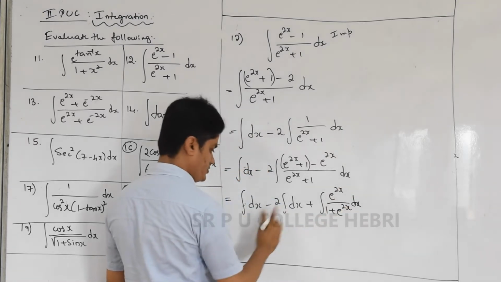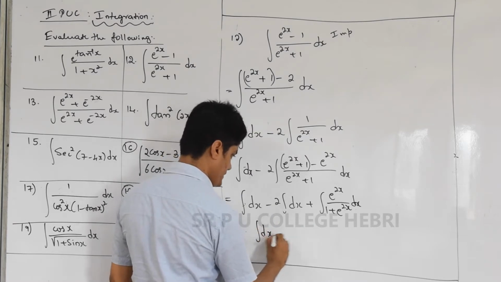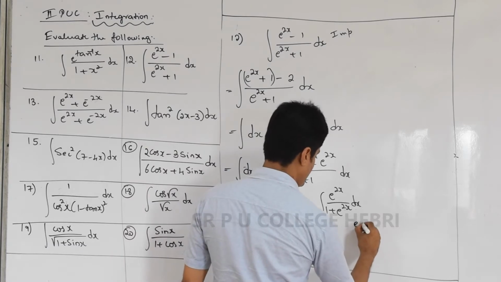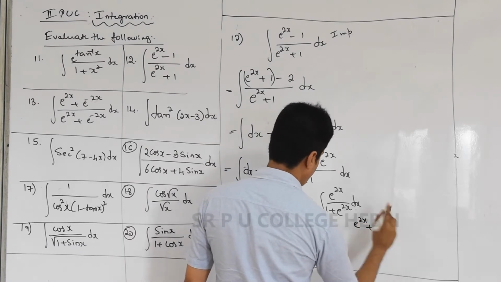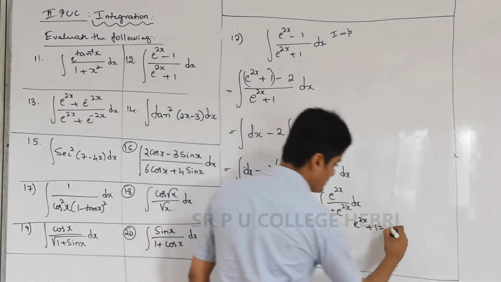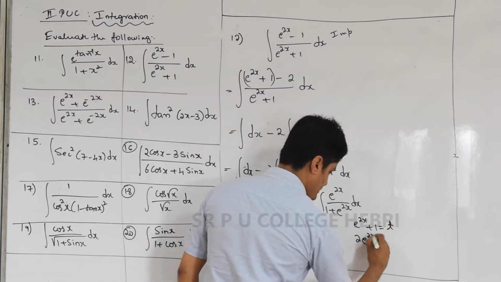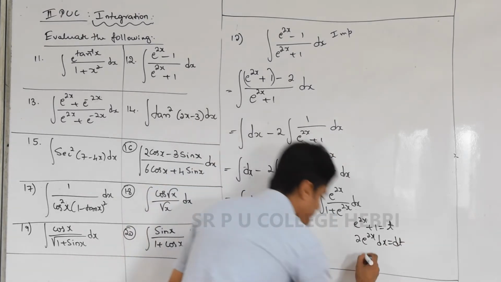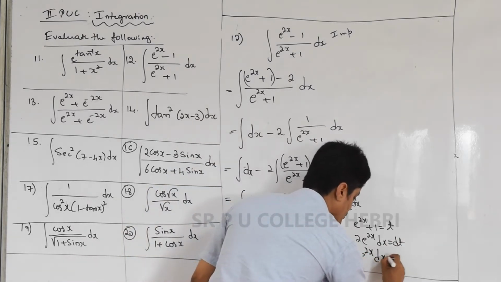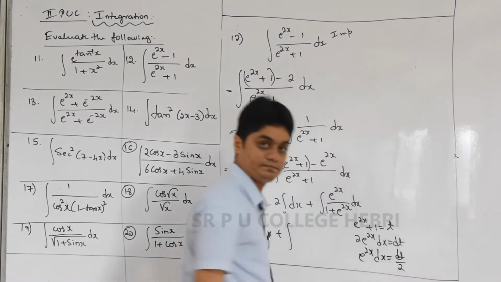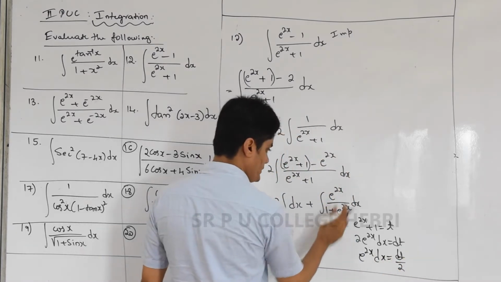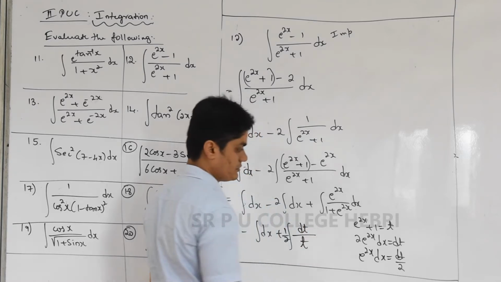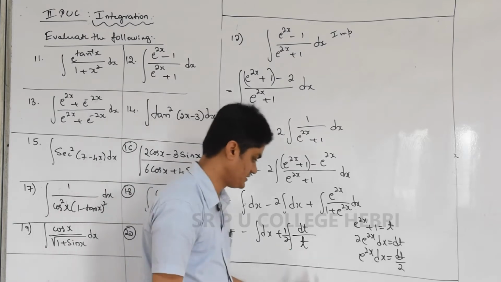So now 1 minus 2, it's minus dx plus, now observe here carefully, in this expression you can substitute always. When you substitute, remember to substitute the denominator, not the numerator. So 2 into e power 2x dx equal to dt, right? Now you need only e power 2x dx is equal to dt by 2. Correct? Yes. Substitute here. The numerator becomes 1 by 2 into dt divided by just t. 1 plus e power 2x we substituted as t, so this is equal to t.